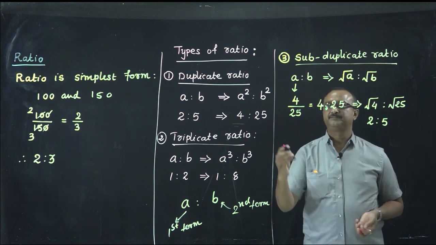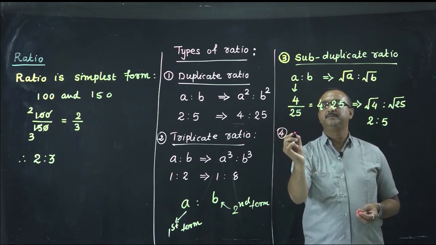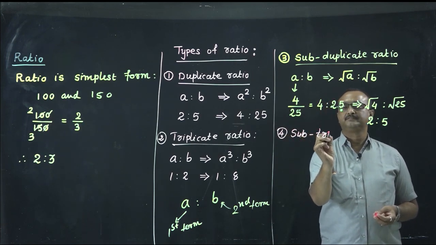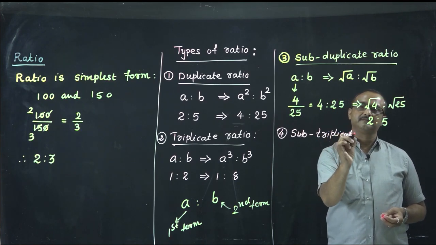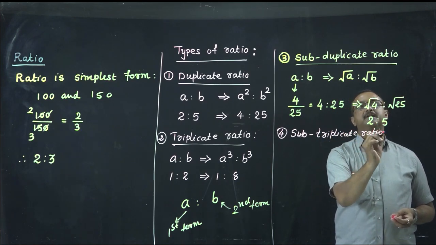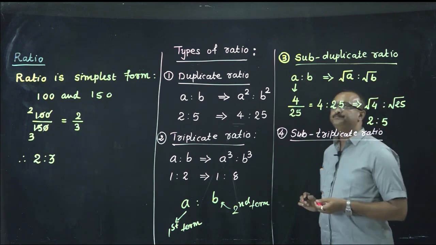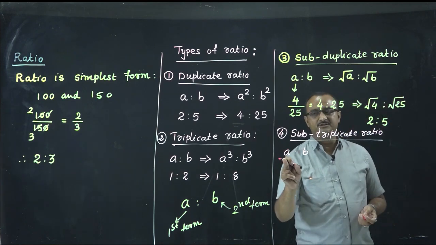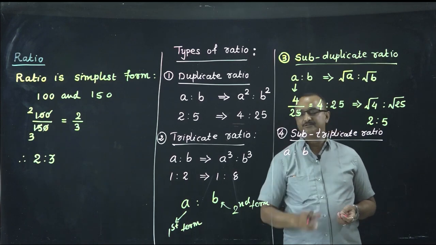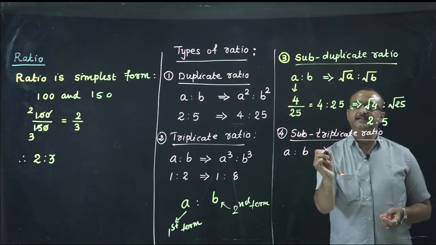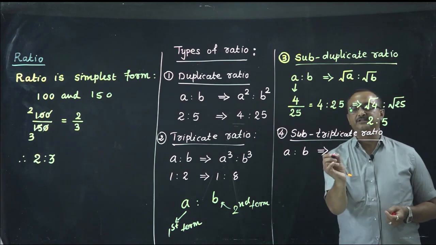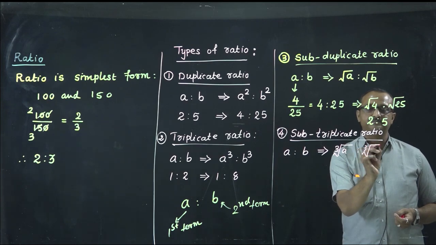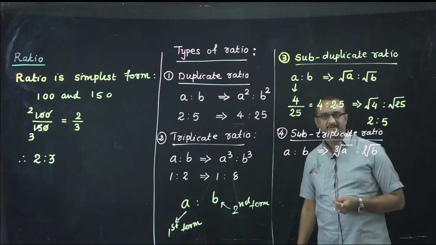And number 4, subtriplicate ratio. If A and B are two terms, again the first term is called antecedent and the second term is called consequent. If A and B are two terms, the subtriplicate ratio is third root of A is to third root of B. Okay, it is called subtriplicate ratio.